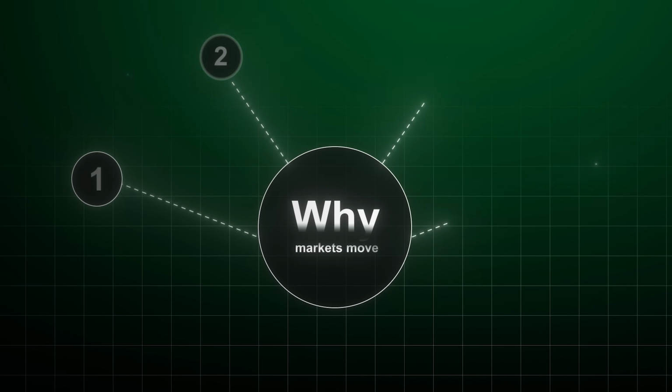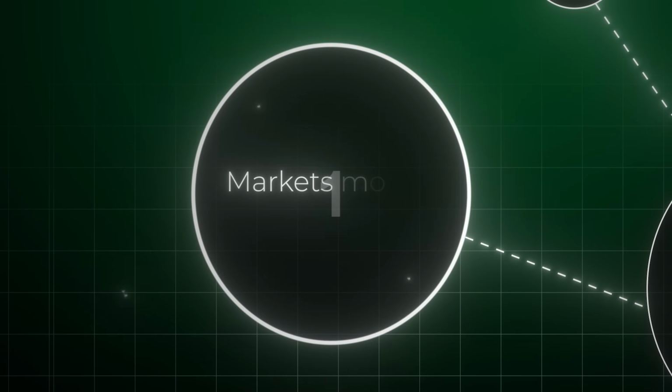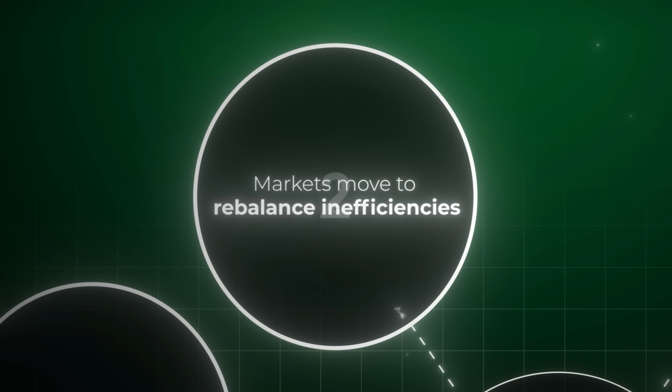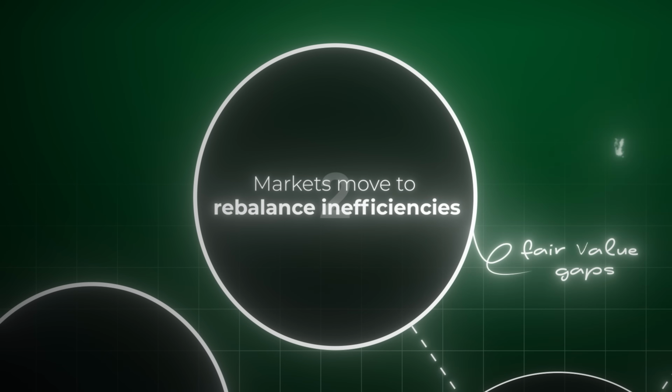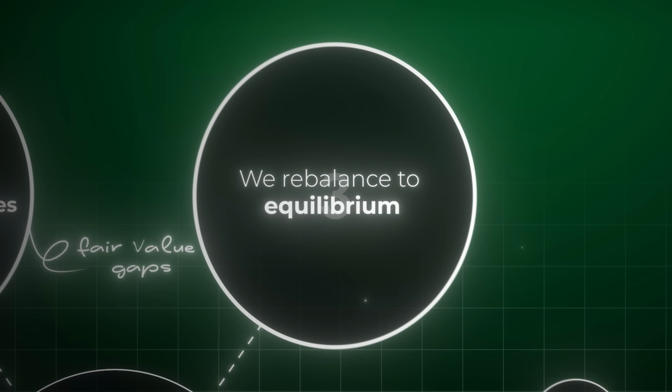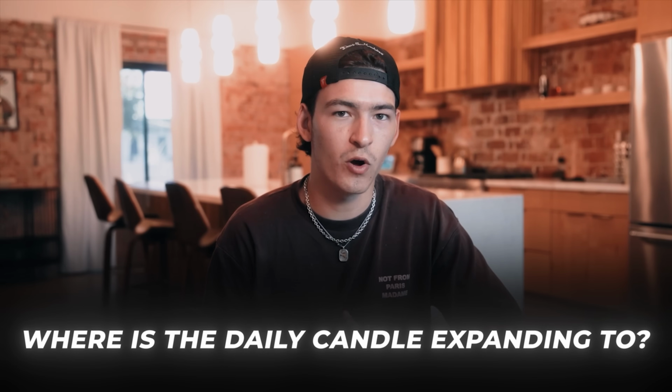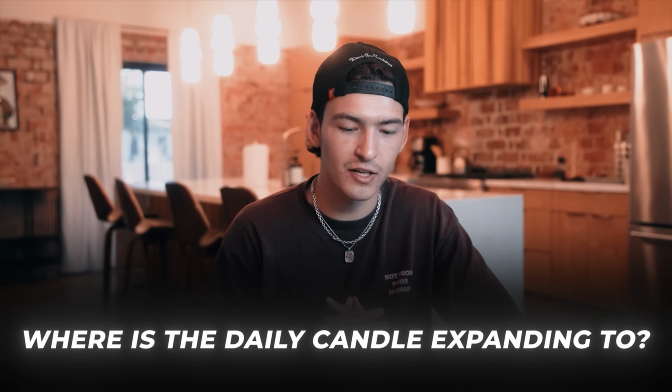Before we get into it, I want you to understand there are 4 reasons why markets move. Number 1, markets move to hunt liquidity. Number 2, markets move to rebalance inefficiencies, which are fair value gaps. We rebalance to equilibrium, and we generate liquidity. Now, our goal when we are finding a daily bias is to find where the daily candle is expanding to. That is the question we want to ask. Where is the daily candle expanding to?